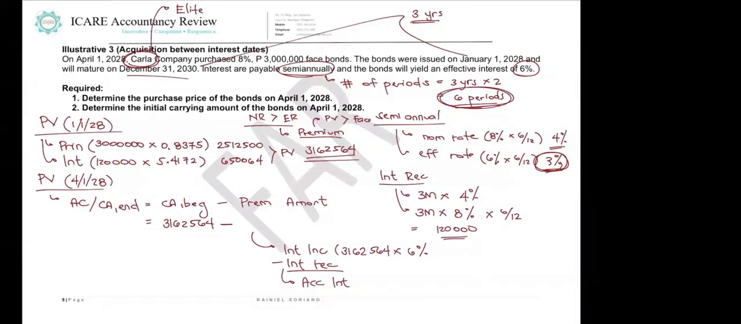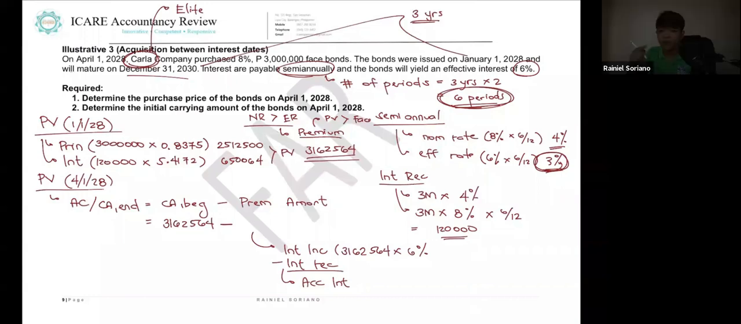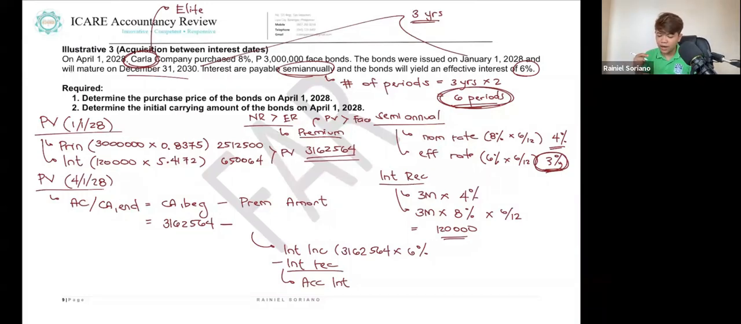Maliwanag? And then apparently dito, ilang buwan lang ang lumipas. Ang lumipas lang from January 1 to April 1 will be a period of 3 months. January, February, March lang. Okay? So times 3 over 12. Okay? So magkano interest income natin? 3,162,564 times 6% times 3 over 12. This is equal to 47,438.